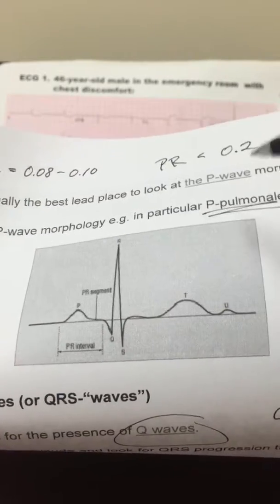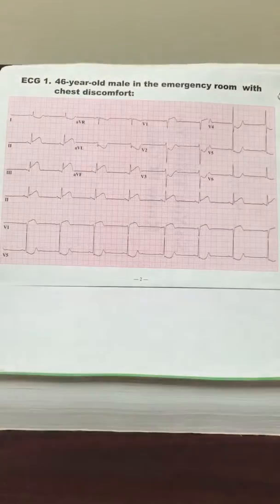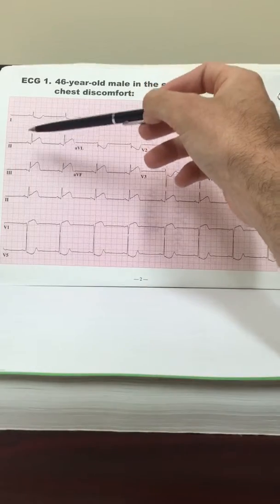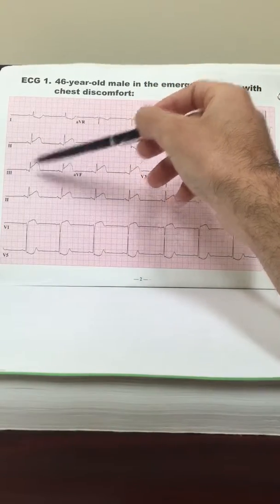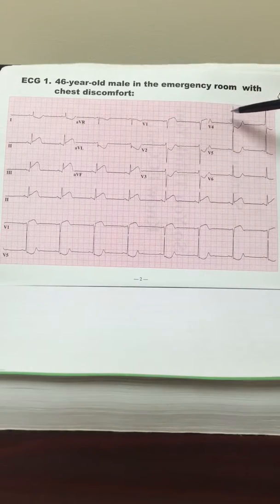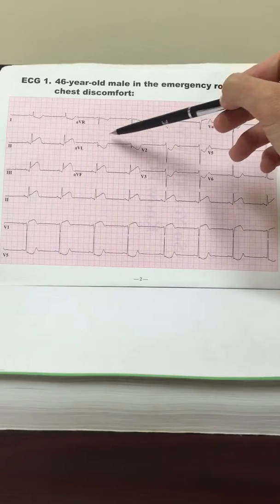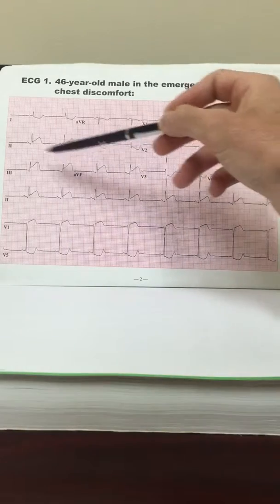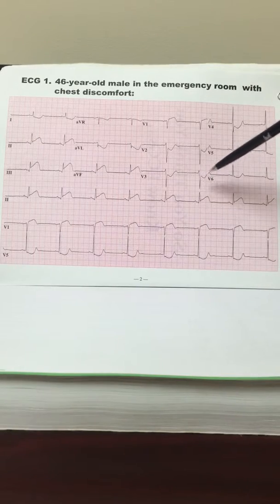If you notice prominent Q waves, that could be a sign of an MI or an old MI. In this case, I do see some Q waves here in 2, 3, AVF. Yeah, 2, 3, and AVF are the leads that I find Q waves in. So that could be an indication that this patient also has an MI.